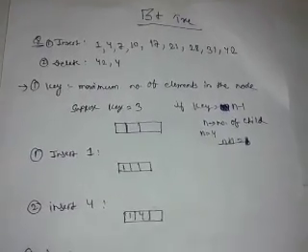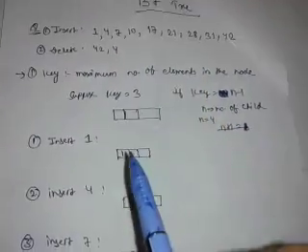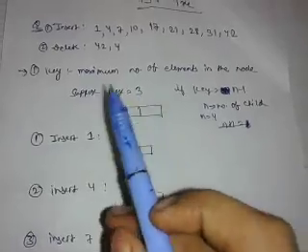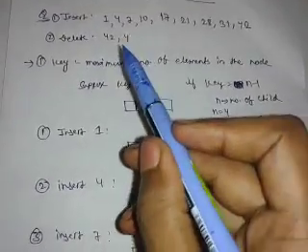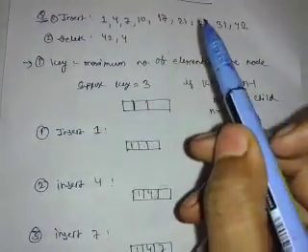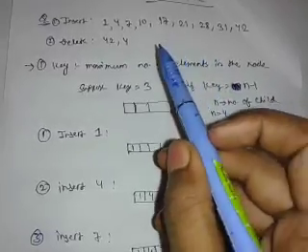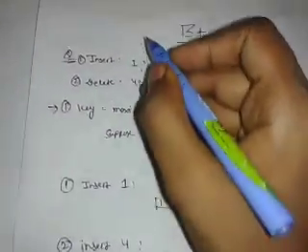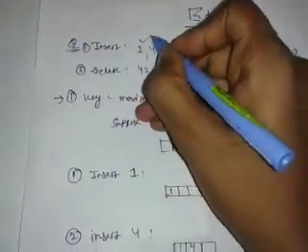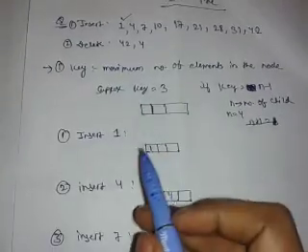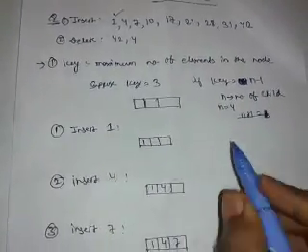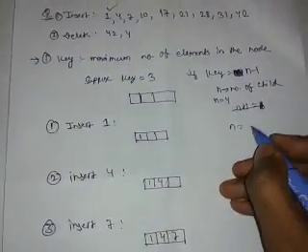Here what we have to do is insert some elements in the B plus tree, and after the insertion process we need to delete some elements from the B plus tree. Now first we do the insertion. Here the first element is 1, so we need to insert 1. Here we have taken n equal to 4.